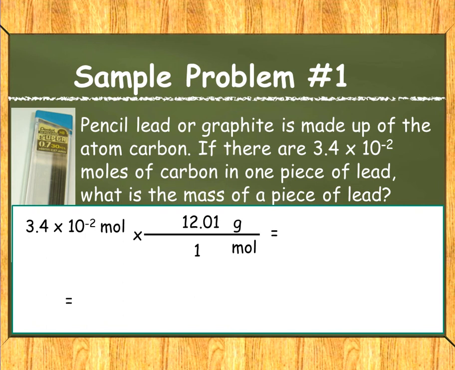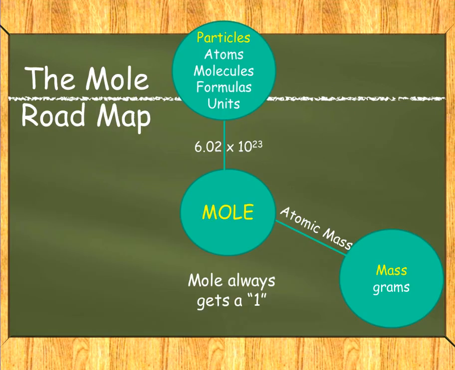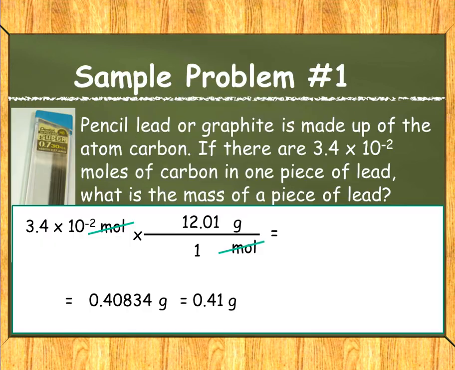12.01. Cancels out. Gives you 0.40834. What's the unit? No. Grams. We canceled out moles, remember? And that's that. I'm sorry, here it is. Okay. Okay, did everyone write that down? Yeah. Alright, so let's slide to the last page.